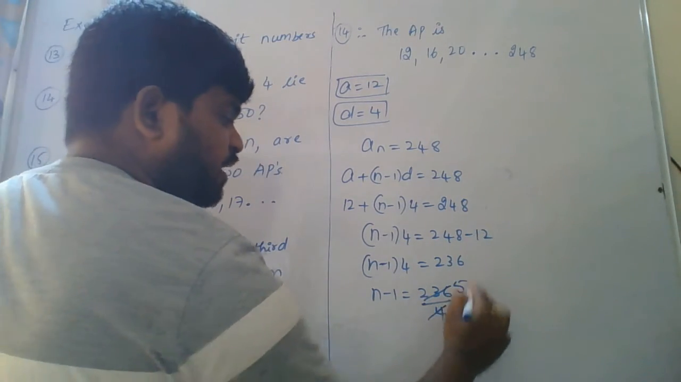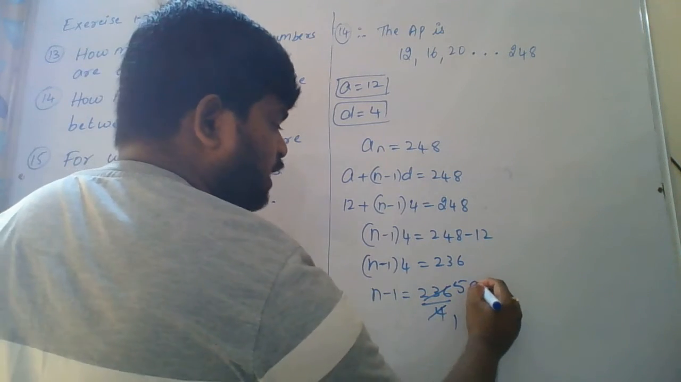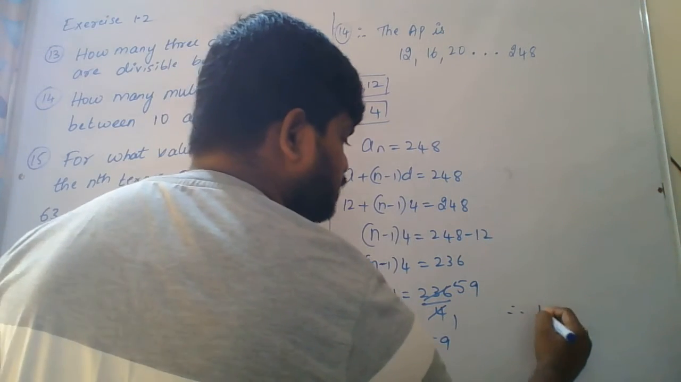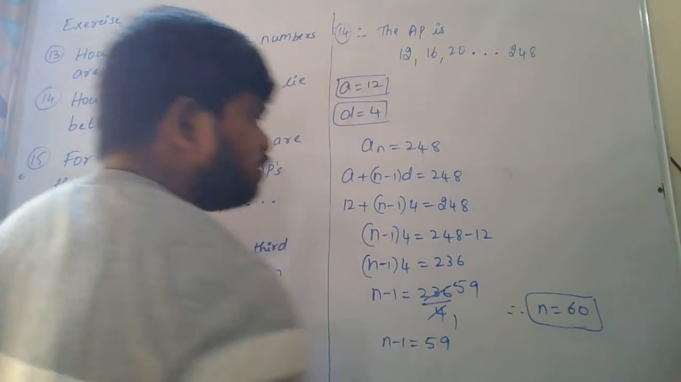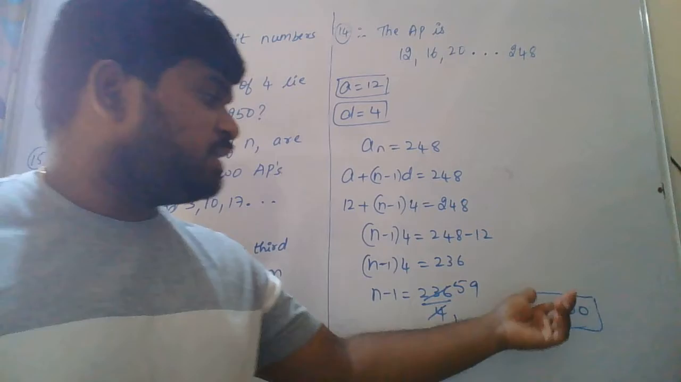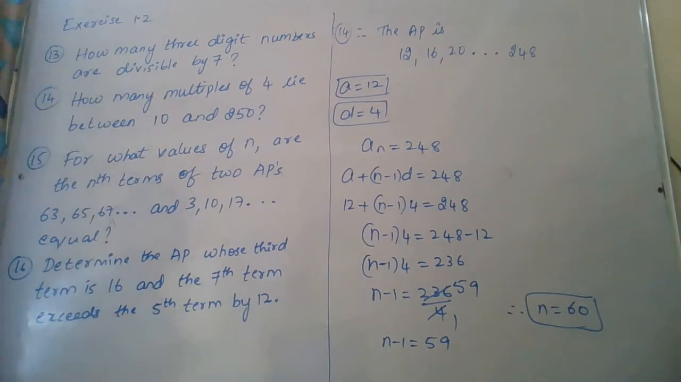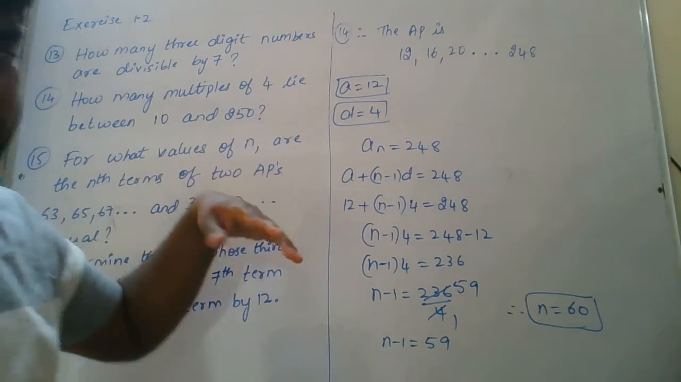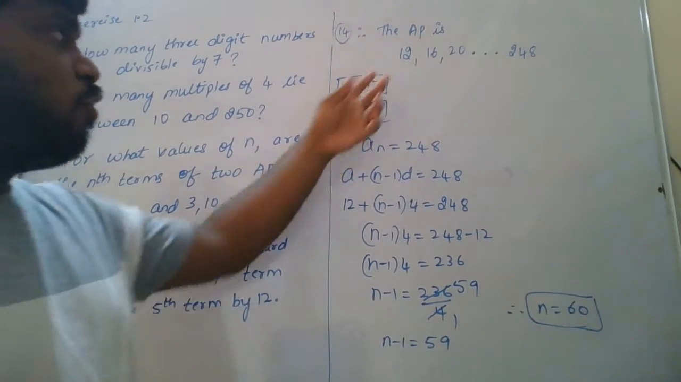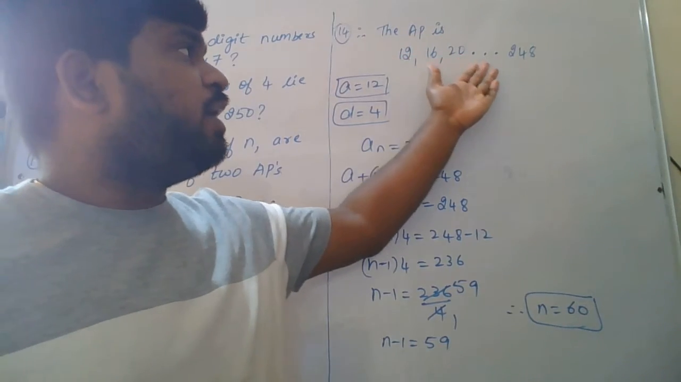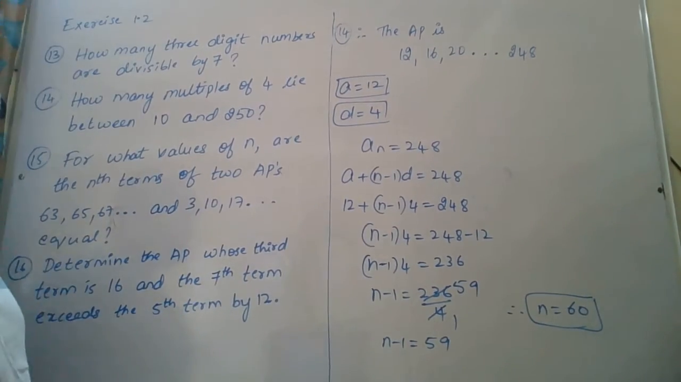4 fives are 20, 3 carry, 4 nines are 36. Therefore, n minus 1 equals 59, which implies n is 60. Which means there are totally 60 numbers which are divisible by 4. The question is how many multiples of 4 lie between 10 and 250? 4 twos are 8, you cannot take it. 4 threes are 12. Starts from 12, 12, 16, 20, so on up to 248. So as usual, this is very easy, I guess. You can get to know it.